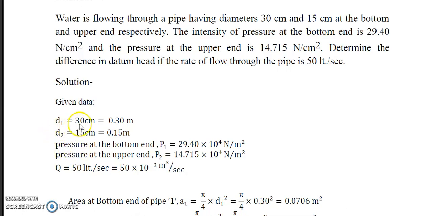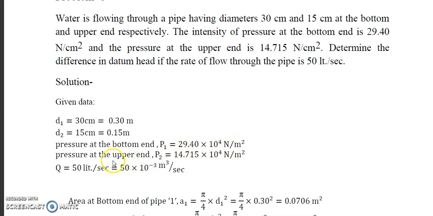So D1 is equal to 30 centimeter, then you have to convert to meter, divide by 100, that will come 0.30 meter. Then D2 is equal to 15 centimeter, divide by 100, that will come 0.15 meter. The pressure at both ends is given, that is P1, the pressure at the bottom end, P1 is equal to 29.40 Newton per centimeter square. Now you are converting Newton per centimeter square to Newton per meter square. That's why you are multiplying by 10 to the power 4. So that will come 29.40 into 10 to the power 4 Newton per meter square.